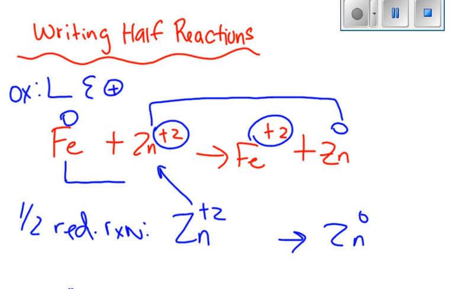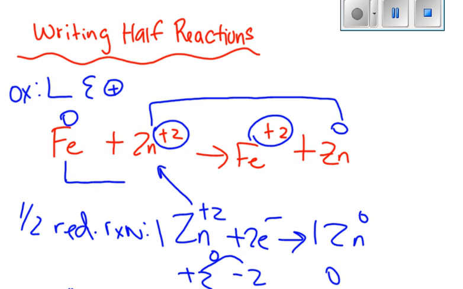I have 1 zinc and 1 zinc. My mass is balanced fine. My charge on the left right now is +2 on the reactant side, and on the product side it's 0. That's not okay because the charge has to be balanced. So I'm going to add in 2 electrons, because that's going to give me a -2 charge to balance out the +2 charge to make this equal to 0, and the right-hand side is 0 already.